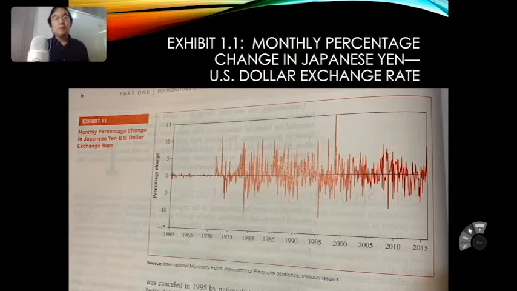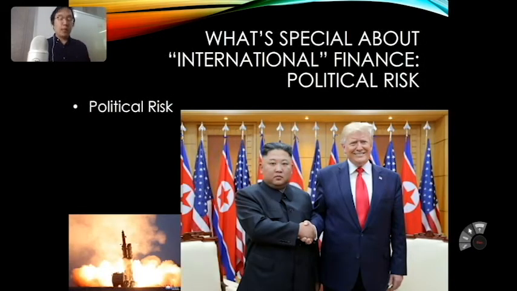Before 1970, you see almost no movement, right? We're going to talk about why that was the case, but afterwards, 1971, the FX market has been very, very volatile, so that sometimes the Japanese yen to US dollar changes by about 15% in the 1990s, right? So that's one thing we have to worry about in international finance.